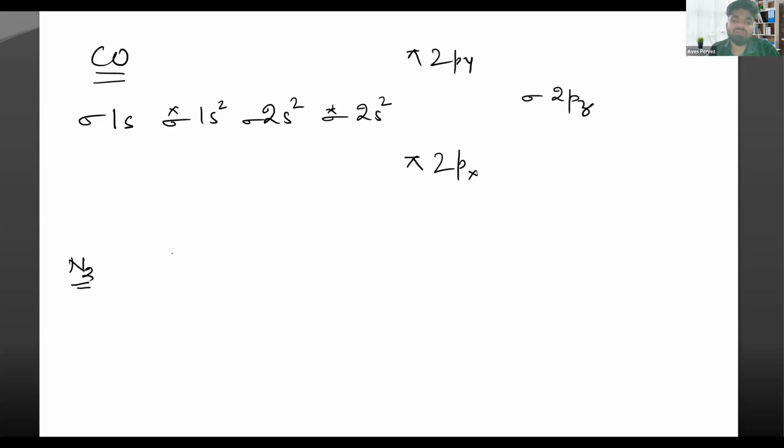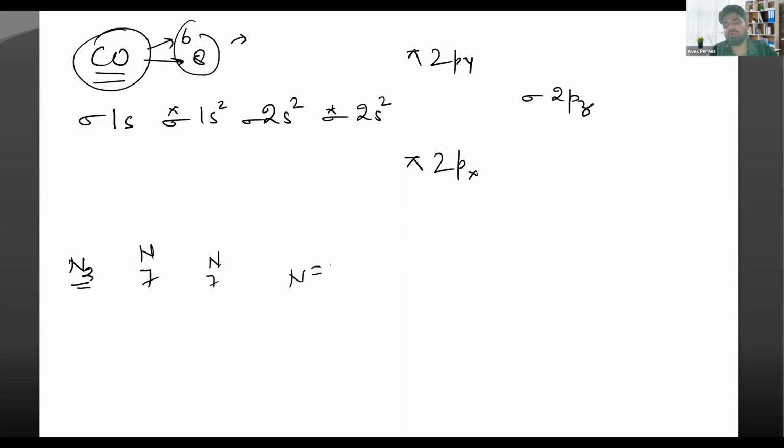For example, if you don't know the bond order of CO and it is being asked to calculate, don't calculate it. Calculate the total number of electrons. Carbon has 6, oxygen has 8, so total is 14. Now find the species which has the same bond order. 14 is also present in nitrogen: 7 for this nitrogen atom, 7 for the other nitrogen atom. So both have 14. The bond order of nitrogen is 3, so here the bond order will be 3. Okay. Got it?